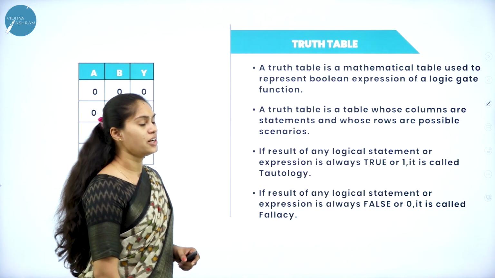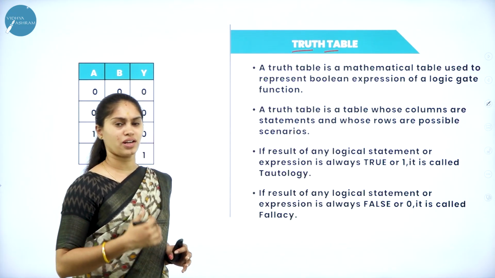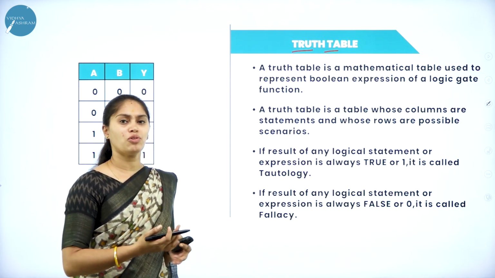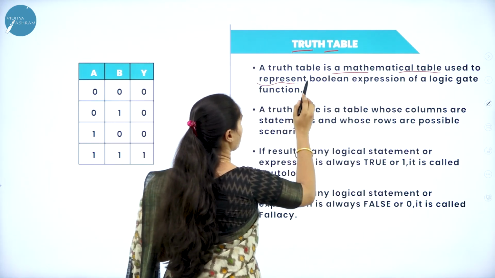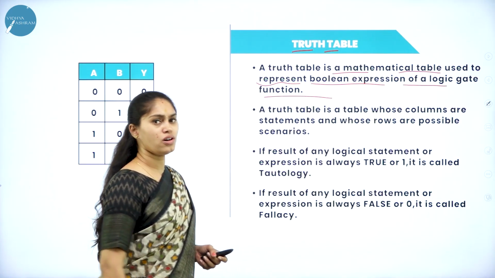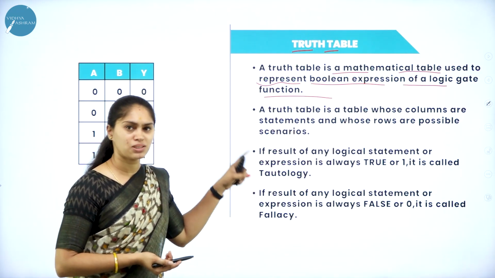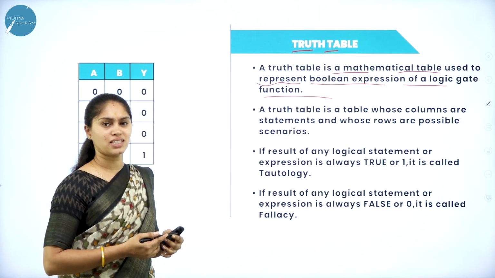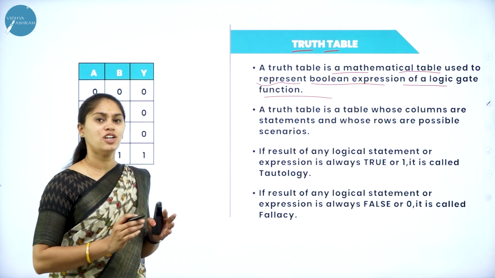Next we'll see about the truth table. So what do you mean by truth table here? If I say logic circuits or logical symbols, everything is based on the truth table. Then what do you mean by this truth table? It is a mathematical table used to represent the Boolean expression of a logic gate function. So whatever function is performed by the logic gate will be expressed in terms of a Boolean expression. In order to represent that Boolean expression, any mathematical table I use will be considered as a truth table.